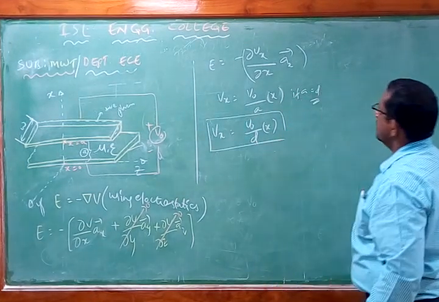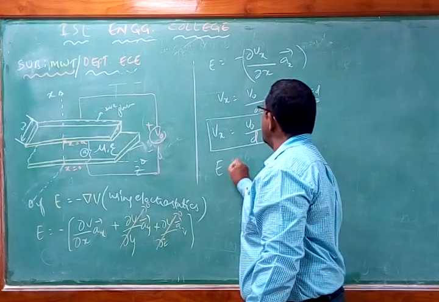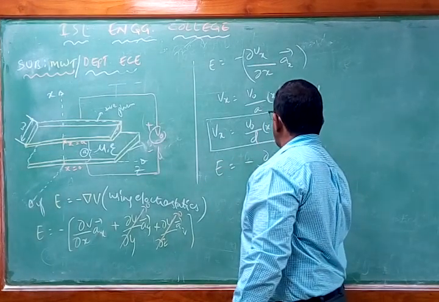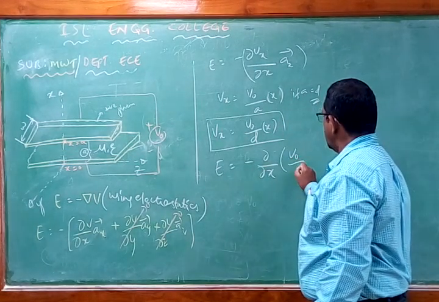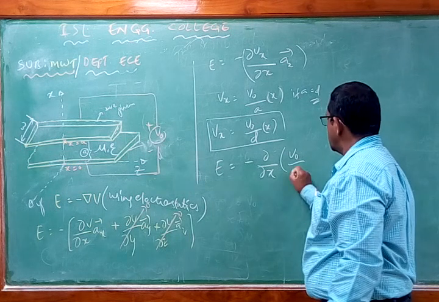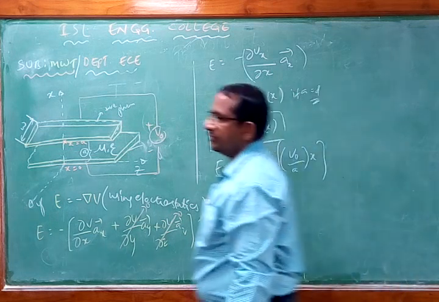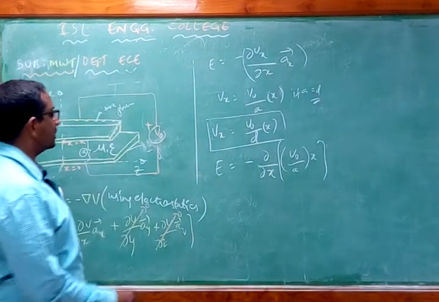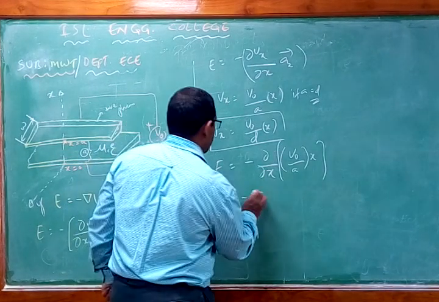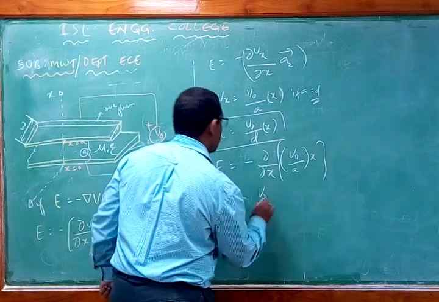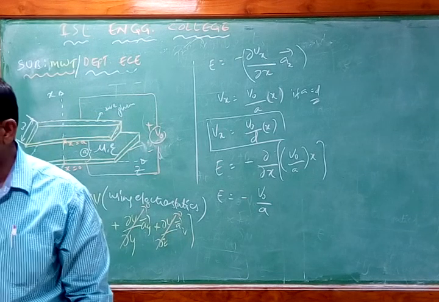Now this potential we will substitute in this particular equation. So in this equation, E is equal to minus dou by dou x of V naught by D, or A we can write, whatever. So I can write A, of x. So this is what we can have, right? Once I differentiate this, what equation am I going to get? E is equal to minus V naught by A. E is equal to minus V naught by A is the equation we get there.